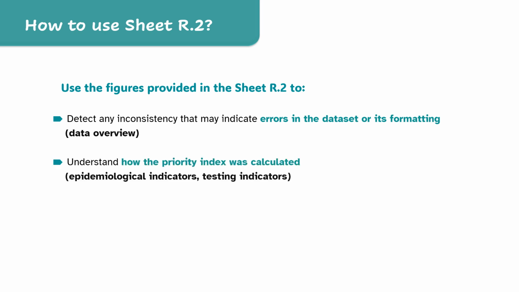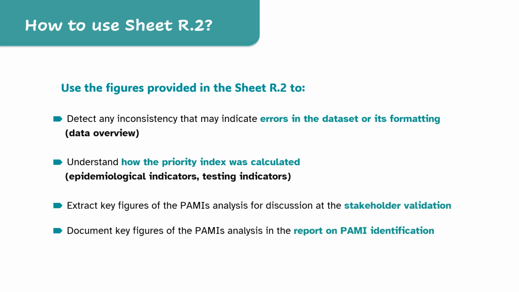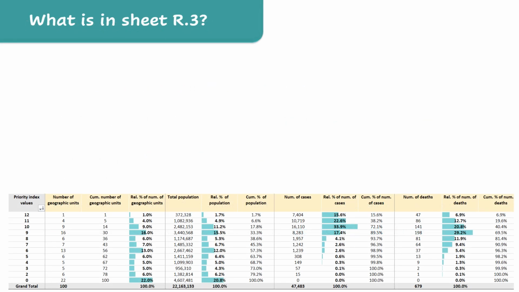Use the Epidemiological Indicators and Testing Indicators sections of Sheet R2 to understand how the priority index has been calculated depending on the characteristics of your dataset. You may also extract figures from Sheet R2 for discussion at the stakeholder validation and to prepare your report on PAMI identification. Sheet R3 provides essential figures for discussion at the stakeholder validation.